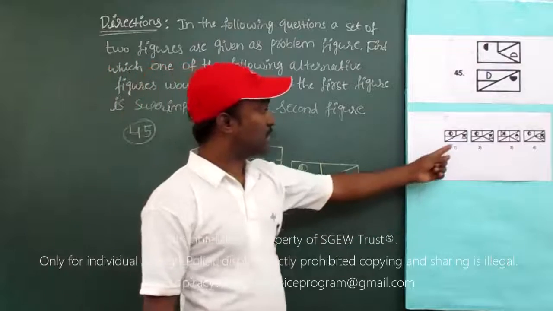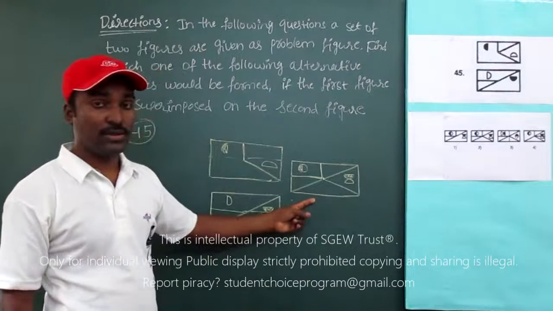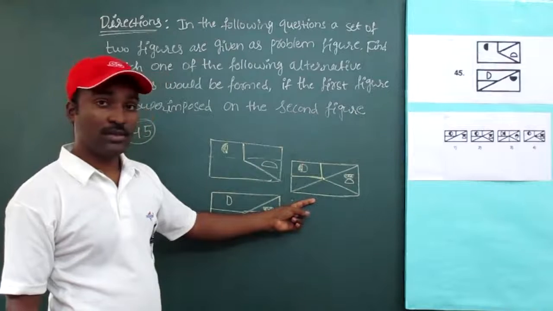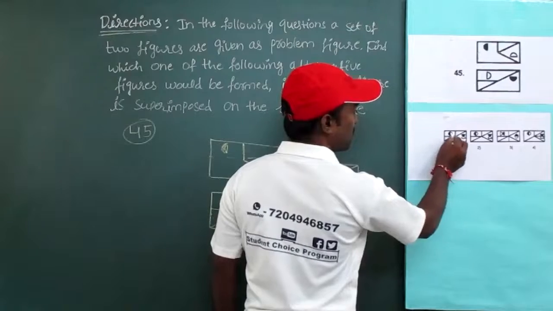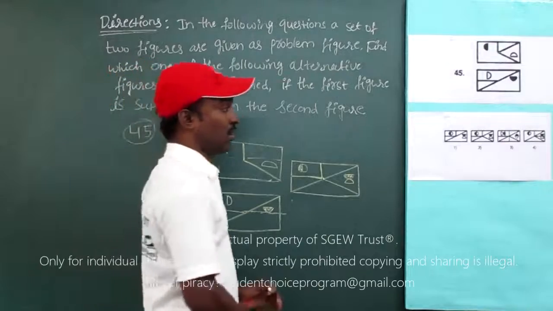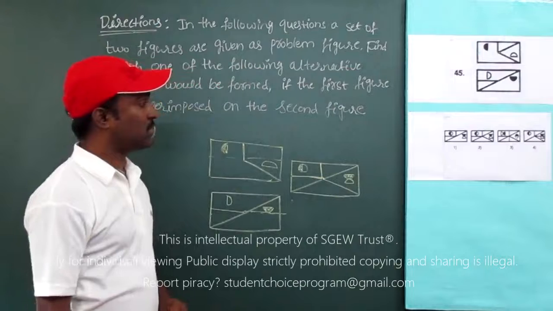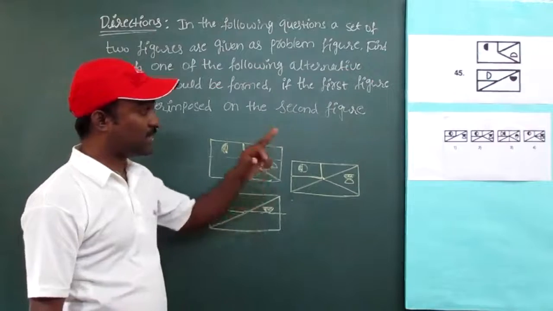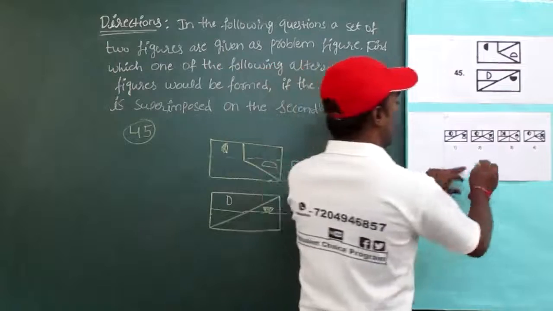So the first option is here. Does the first option match with the drawn figure here? Is it matching? No, it is not matching because the inclined line is not present in the first figure. So that will be the wrong option. Now moving to the second option. In the second option, you can see it is exactly matching with this drawn figure. So the second option will be the right option.